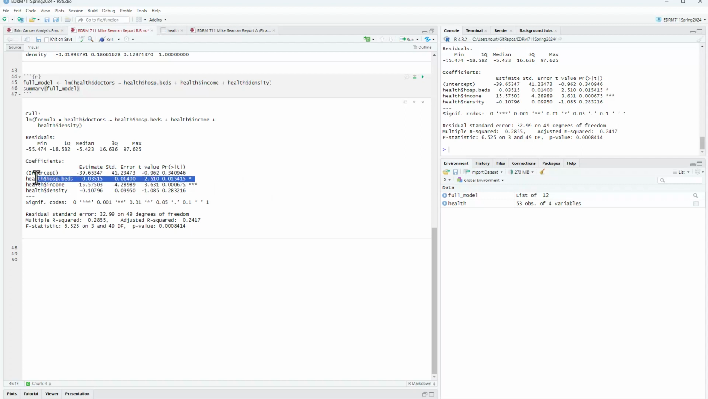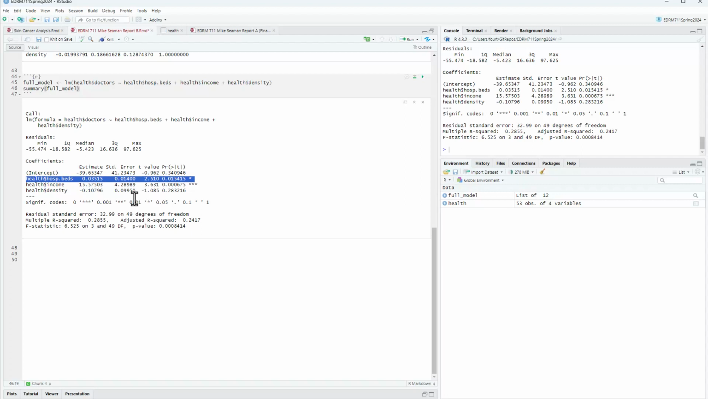If I look at hospital beds, not just at the estimate, but at the standard error that I have here, and then take a ratio of the estimate to the standard error, remember that standard error is the variability of our statistic. Think about sampling distributions, this time not of means, but of regression coefficients. You're probably used to sampling distributions of means, but you can create a sampling distribution of any kind of statistic. Those regression coefficients all have variability. Furthermore, since we have more than one regression coefficient, they all have different variability.